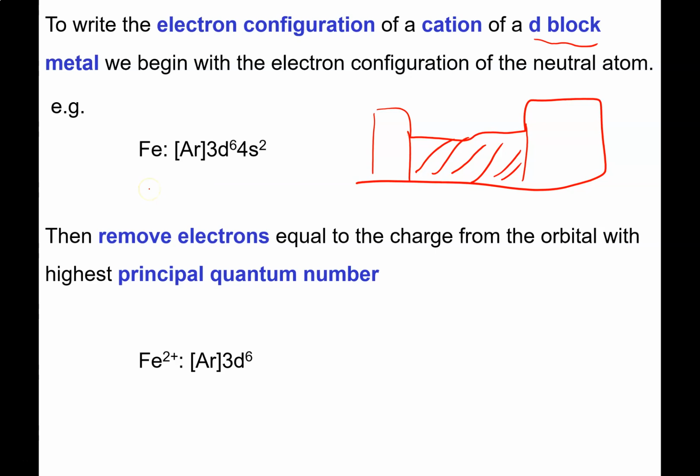What I'm going to do now is remove enough electrons that I get the Fe2+ ion. So I'm going to take away 2 electrons.